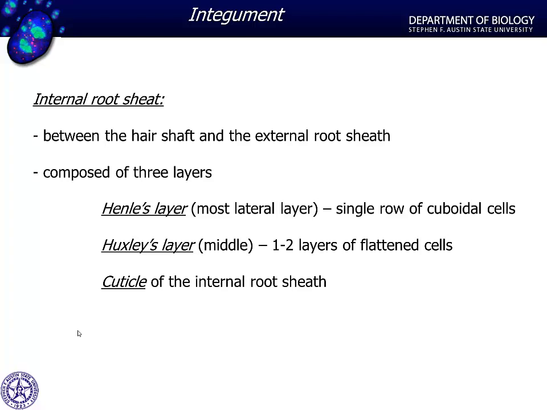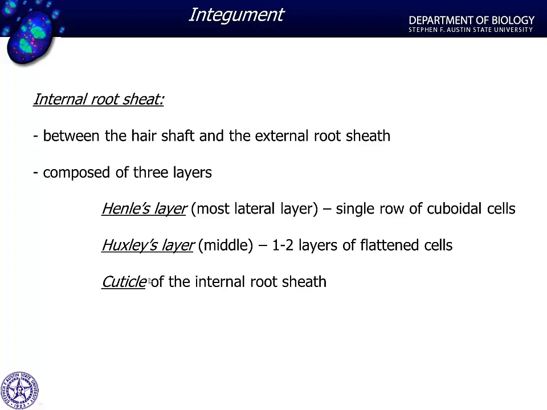So if something tries to pull the hair out, the plate from the cuticle of the hair shaft is going to lock itself into the plate of the cuticle of the internal root sheath. And that's why you're hard pressed to pull out a hair without pulling the follicle out as well. You can't simply pull the shaft out. It's that little bulb that you see on the end of the hair, because you're actually locking the hair into the follicle itself.